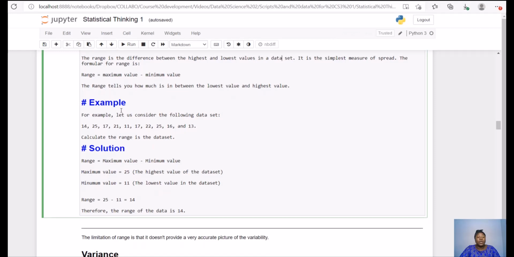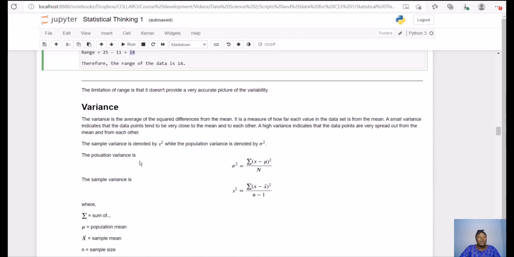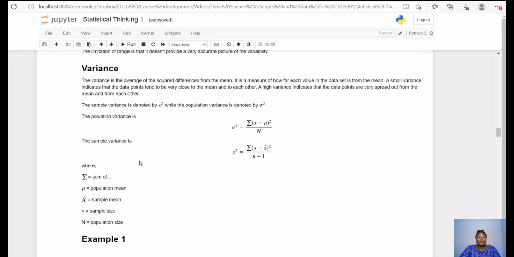We have an example here for the range where you have all of these values. We want to calculate the range in the data set. The logical thing to do using the range function is to find the maximum value and the minimum value and make subtractions. We have the maximum value to be 25 and the minimum value to be 11, and our range is 14. Now the variance: how do you calculate the variance, or what is the variance? We had discussed that earlier. That is the average of the squared differences from the mean.